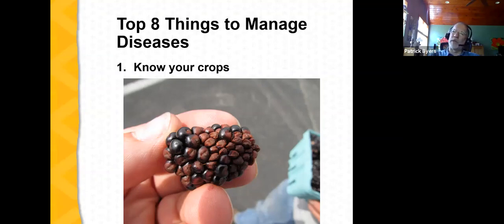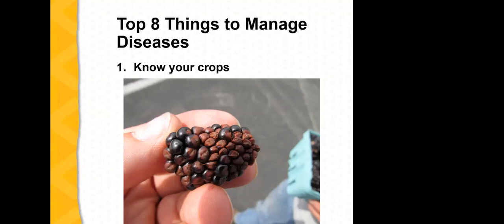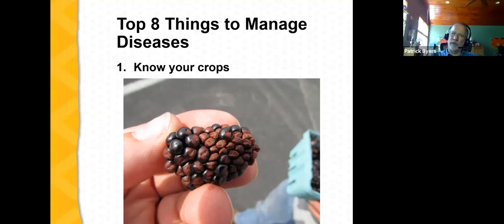And a delayed dormant application of sulfur-containing fungicide will help manage anthracnose. So we have to know our crops and what we can do relative to those crops to manage the disease issues.